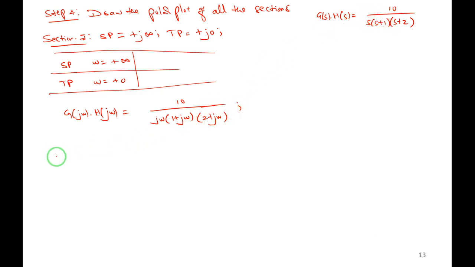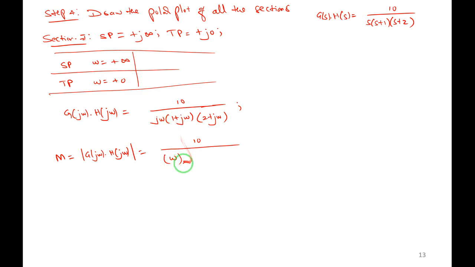Next, get the magnitude M. So magnitude of G of j omega into H of j omega. Get the magnitude equation. So it is 10 plus j0, under root of 10 square plus 0 square. It is 10 only, numerator. Magnitude is 10. So this one, magnitude of 0 plus j omega, under root of 0 square plus omega square. So it is omega.